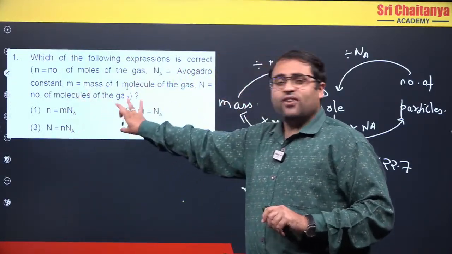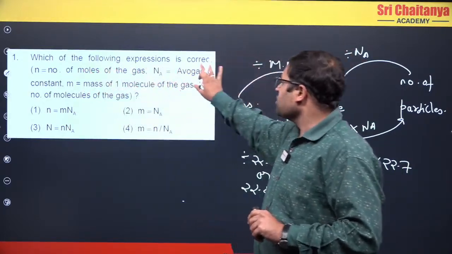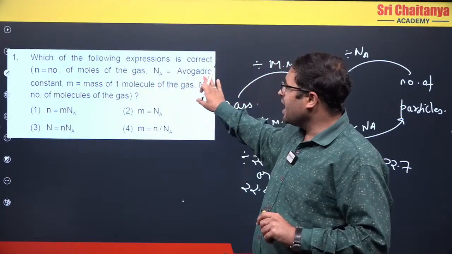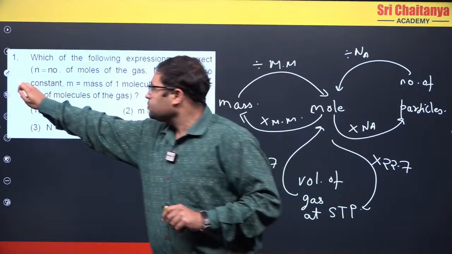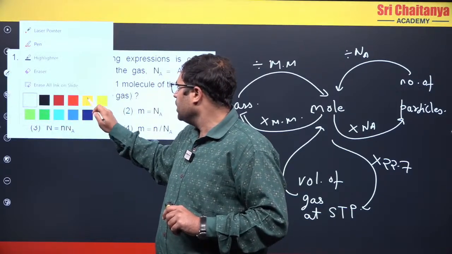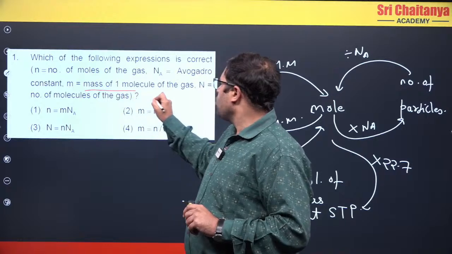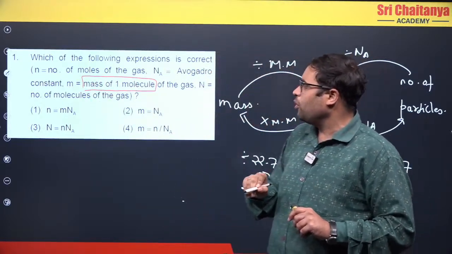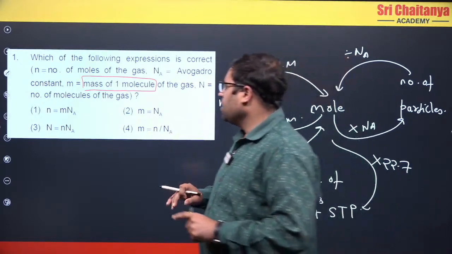Now, this is a fairly simple question. Let's get a head start at it. Which of the following expressions is correct, where n is the number of moles of the gas, Na is the Avogadro's constant, m is the mass, M is the mass of one molecule of the gas, N is the number of molecules of gas, right? So this is a direct formula.